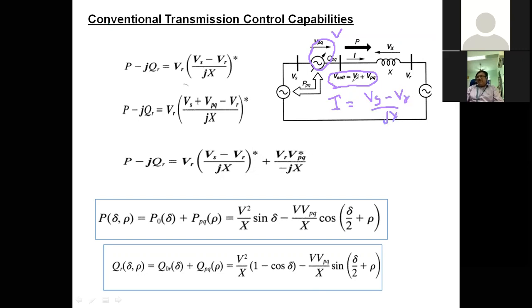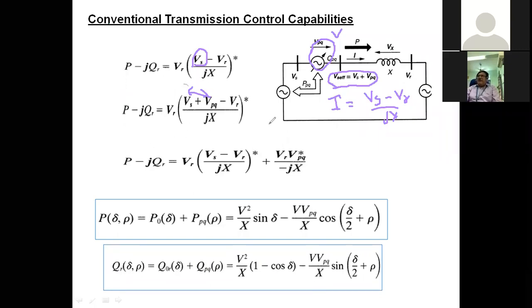Now in place of Vs we have added the UPFC, that means VPQ. In place of Vs you get Vs plus VPQ phasor. So this is the difference that you get once we add the UPFC. Without UPFC, the current is simply the potential difference divided by the impedance, and if you multiply it with the voltage, you get the complex power S, which we take as P plus jQ. If you take the complex conjugate, P minus jQ becomes V I conjugate.